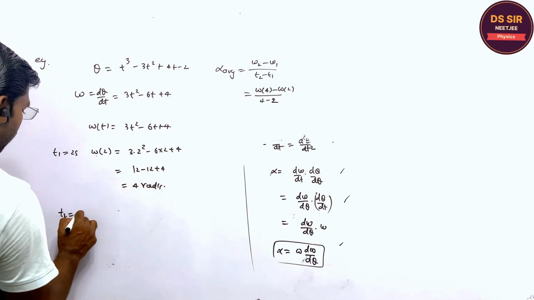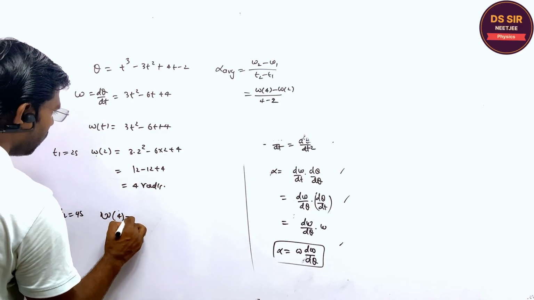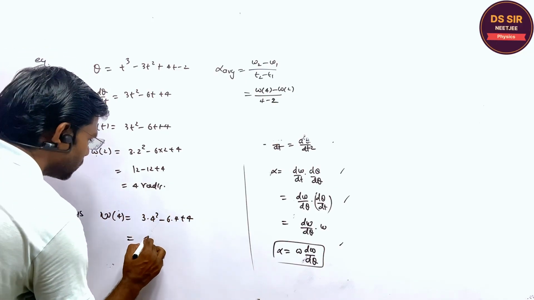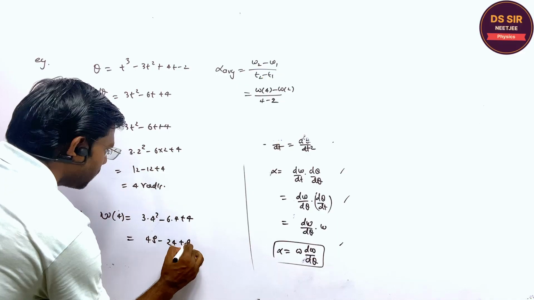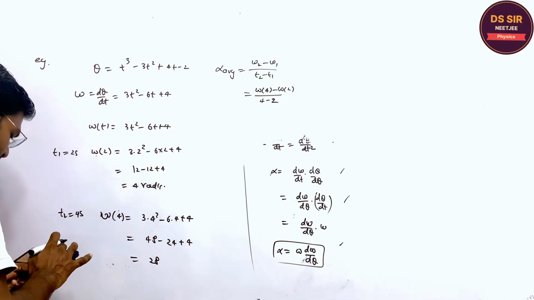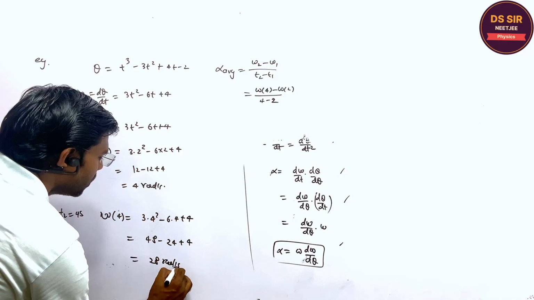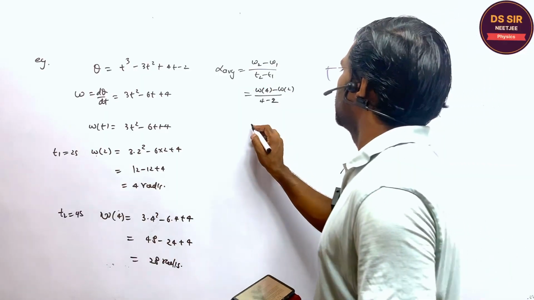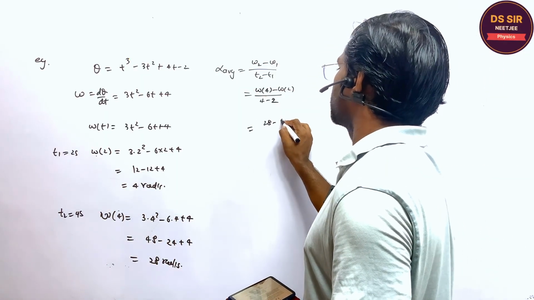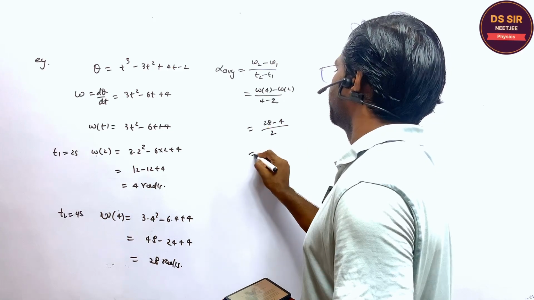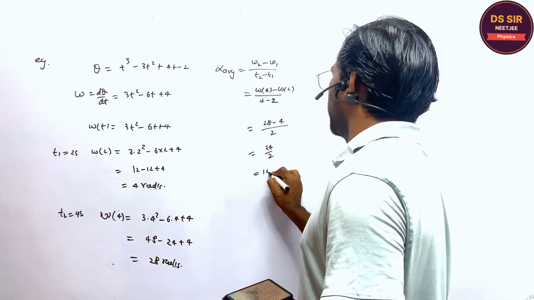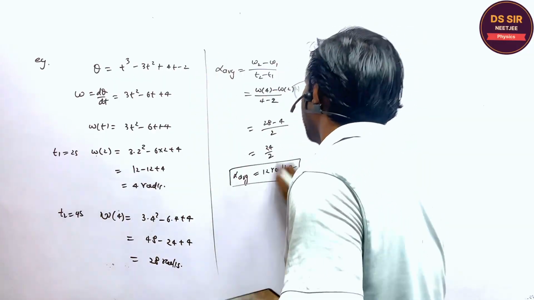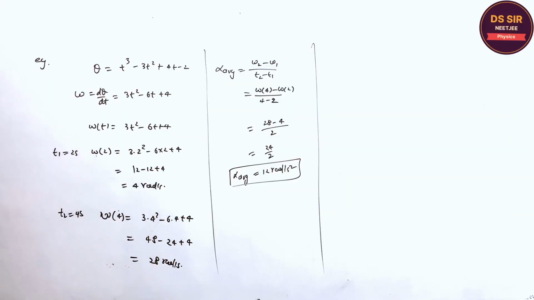And at 4 second omega is equal to 3 into 4 square minus 6 into 4 plus 4, it is 3 into 16 is 48, minus 24 plus 4, and this is 28 radian per second. Is it clear or not? So therefore the average angular acceleration we can find with the help of this: 28 minus 4 upon 2 is equal to 12 radian per second square. This is the way how to find the average angular acceleration. Is it clear? Copy this.